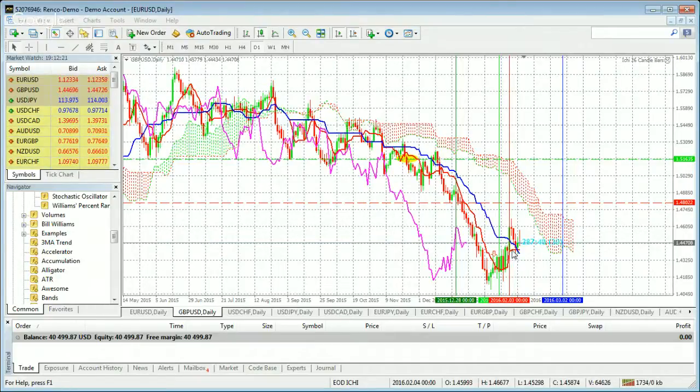So if I get the Tenkan going from below to above the Kijun, that's a buy. If it goes from above to below, then it's a sell. It's like taking two moving averages. I'm going to show you quickly.